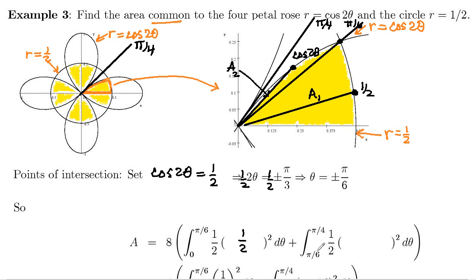So our second integral, pi over 6 to pi over 4, 1/2 r squared. Our radius is cos 2 theta, so cosine 2 theta squared. And then we'll go ahead and evaluate this.